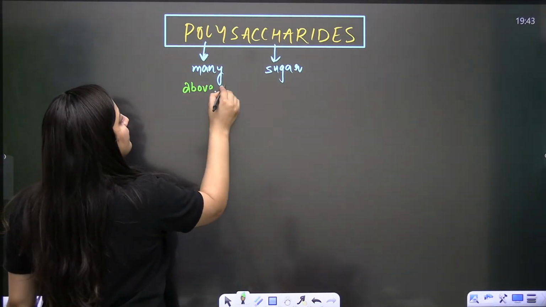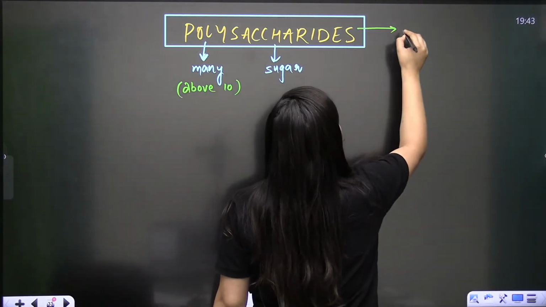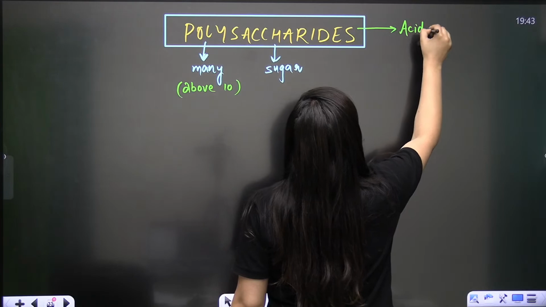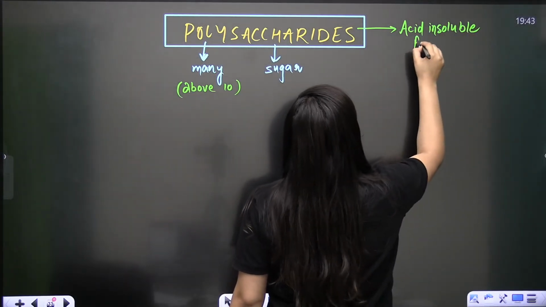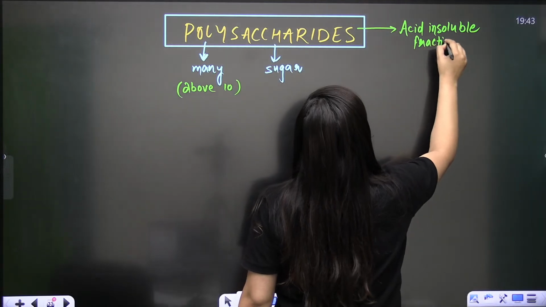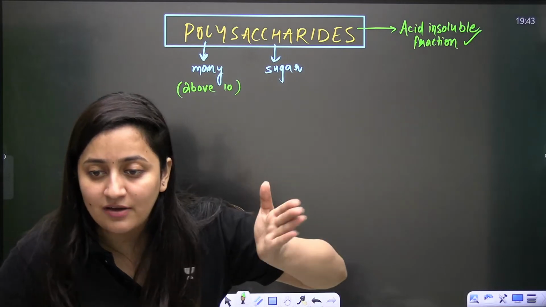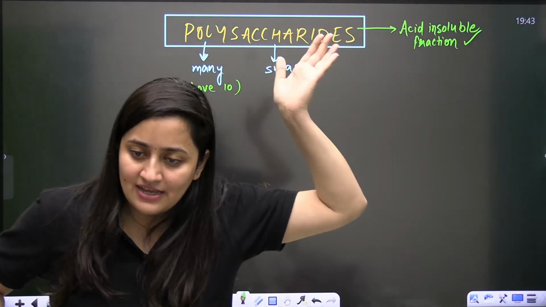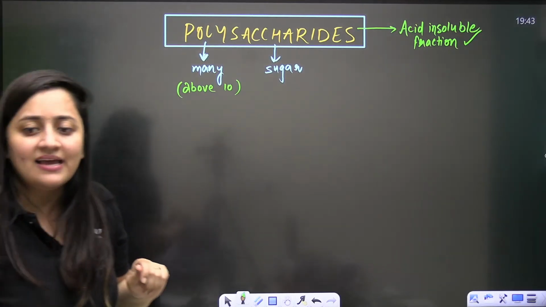And you know that when you are talking about the polysaccharides, they are present in the acid insoluble fraction, isn't it, bache? When you talk about these polysaccharides, they are part of the acid insoluble fraction. They are the macromolecules because their molecular weight is above 10,000 Dalton, right, bache?